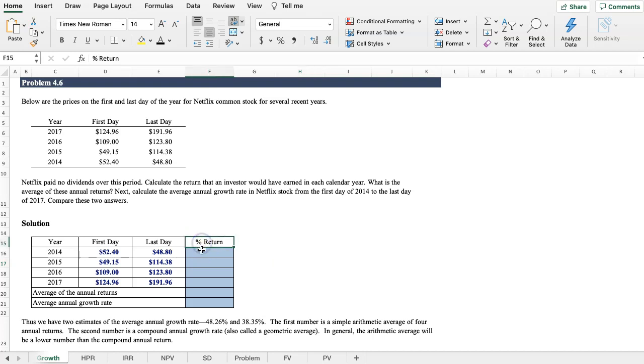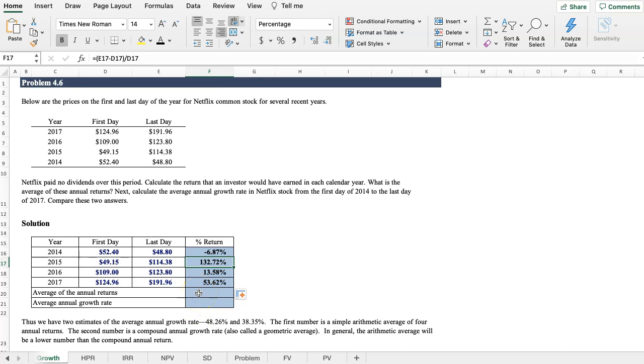So I'm going to start my equals, parentheses, new, the newest price, minus the older price, divided by the older price. And then we'd get a return of negative 6.87%. And I can actually just pull this down to get the return. So the biggest year here was 2015 with 132% return.